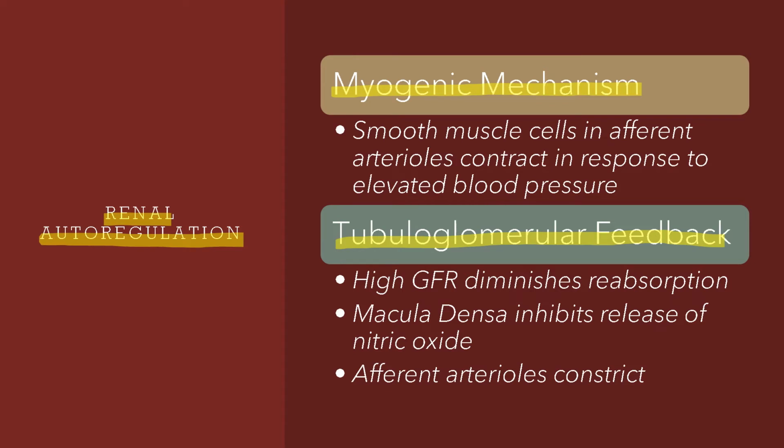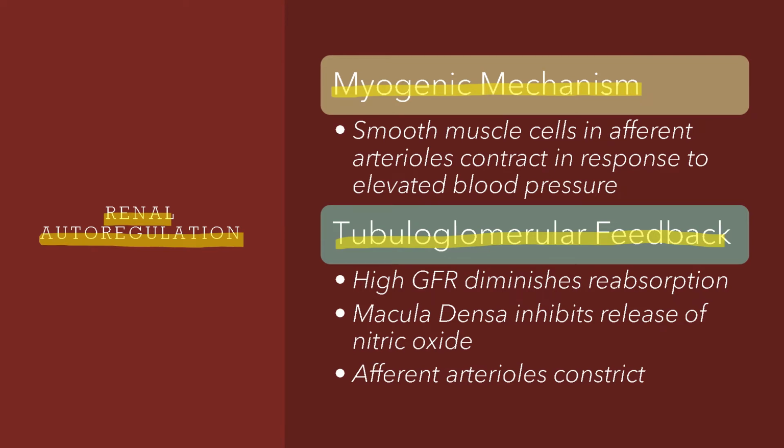Now, working together, these two mechanisms maintain a nearly constant GFR over a wide range of systemic blood pressures. So the myogenic mechanism occurs when stretching triggers contraction of smooth muscle cells in the walls of the afferent arterioles. So as blood pressure rises, the GFR also rises, and this is because renal blood flow increases.